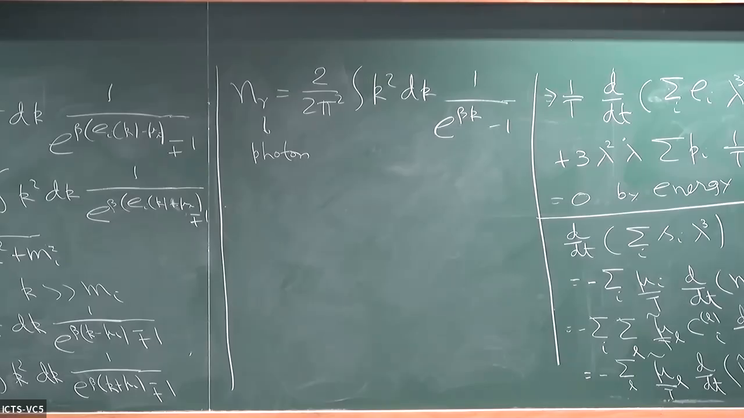Pardon? I didn't understand that. He was asking about neutrinos. Neutrinos are not their own antiparticles, right? So you count particle and antiparticle separately, and their mu's will be different in general.